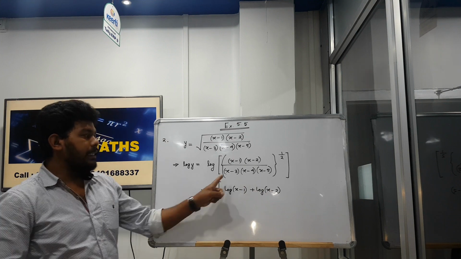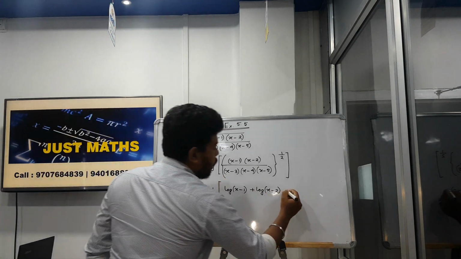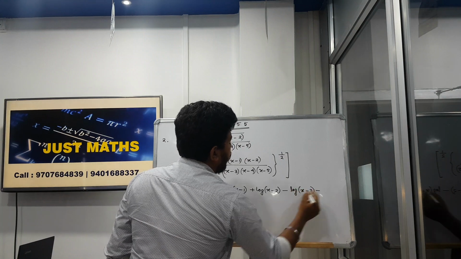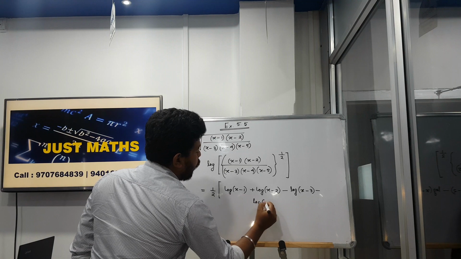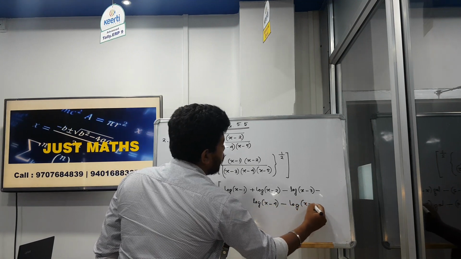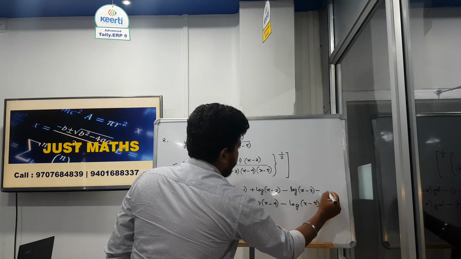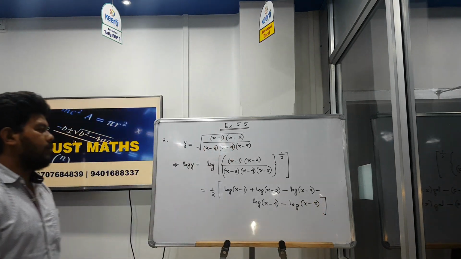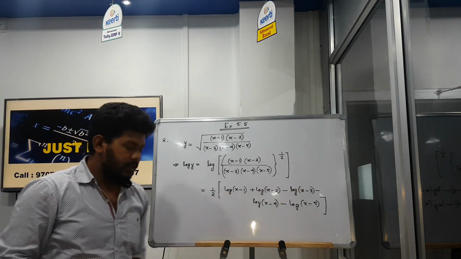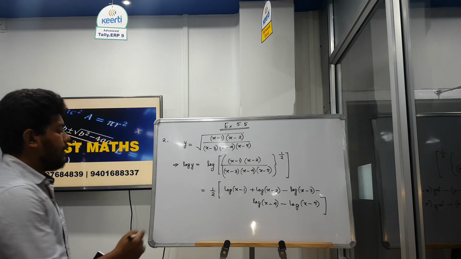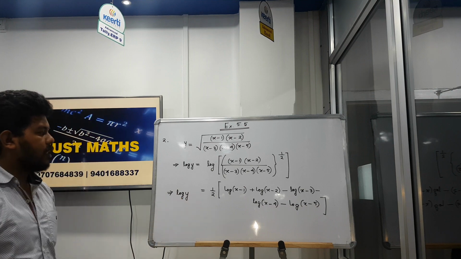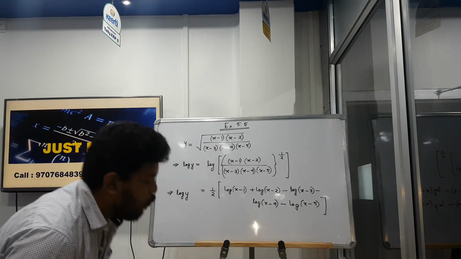अब ये तीनों क्या है? नीचे डिवाइड, तो ये माइनस होगा. Minus log of x minus 3, minus log of x minus 4, minus log of x minus 5. Now this is a linear form of logarithmic functions. So what we do now, we will differentiate with respect to x.